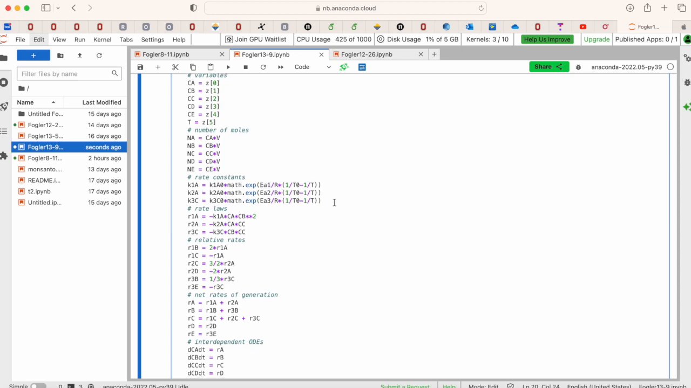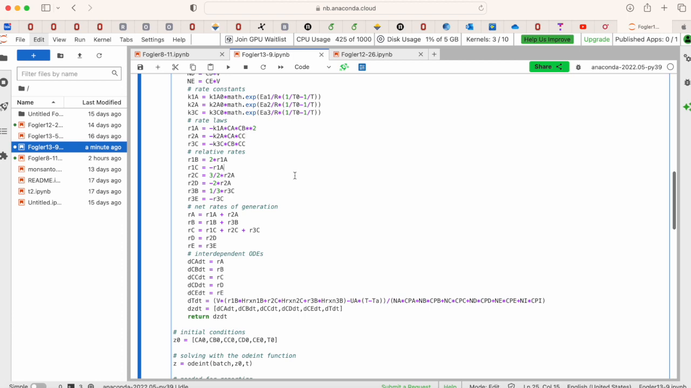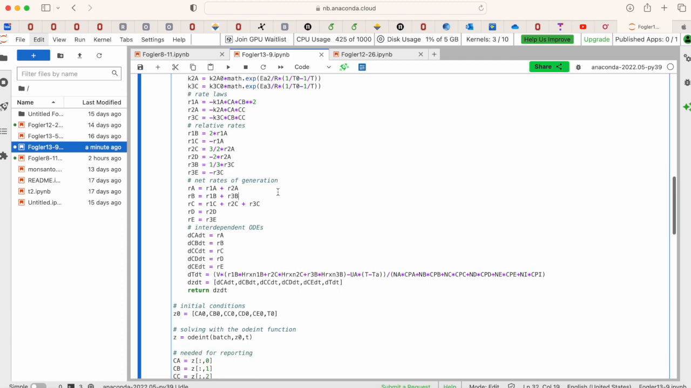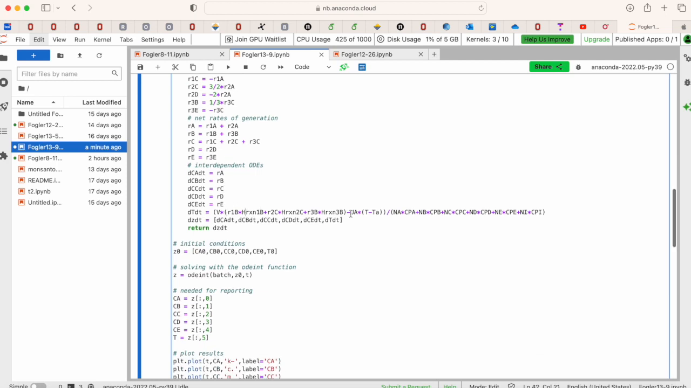Here are my rate laws that I've copied in from the problem statement. Again, I use this double asterisk in place of a caret symbol in Python. Here are all the relative rates that we wrote down. Here are our net rates of generation. Here are all of our mole balances. This is our energy balance, and then I coupled them together here and tell the solver to return back to me the concentrations.